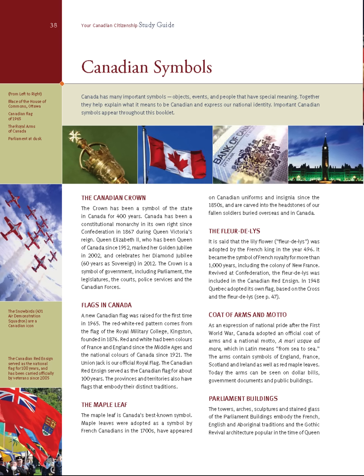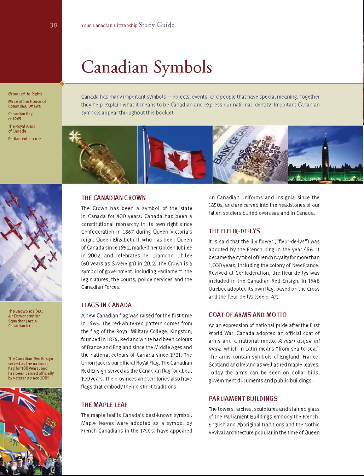Flags in Canada. A new Canadian flag was raised for the first time in 1965. The red, white, red pattern comes from the flag of the Royal Military College, Kingston, founded in 1876. Red and white had been colors of France and England since the Middle Ages, and the national colors of Canada since 1921. The Union Jack is our official royal flag. The Canadian Red Ensign served as the Canadian flag for about 100 years. The provinces and territories also have flags that embody their distinct traditions.